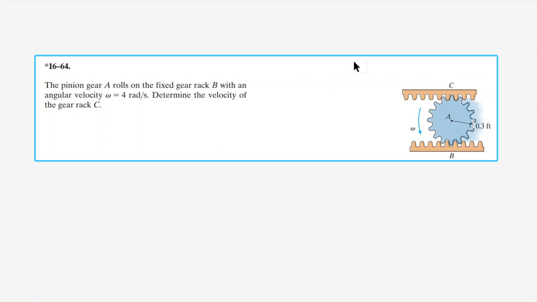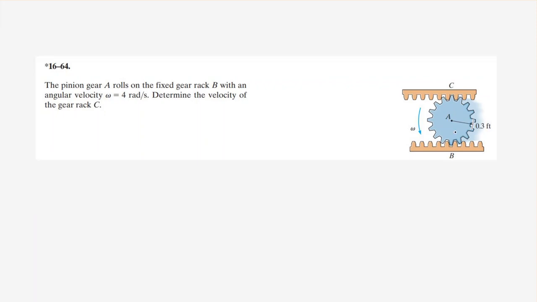Okay, now it says pinion gear A rolls on the fixed gear rack B. So B is fixed, so since B is fixed, we know that the velocity of B is equal to 0, right? Now one way is to do it with a scalar approach. The other is with a vector approach. You do whichever one you want, vectors versus scalars.